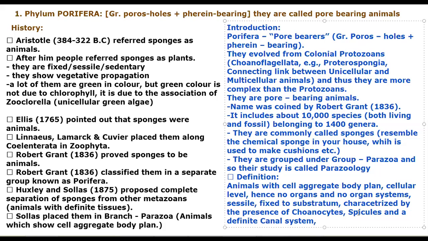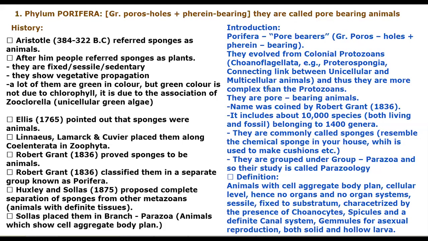Okay, other features you can say that gemmules for asexual reproduction. This is another special feature. They make gemmules for asexual reproduction, and both solid and hollow larva. Okay, so these are the definition. This is how we define these animals.